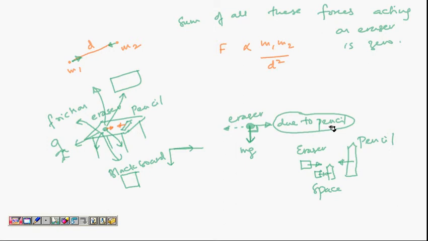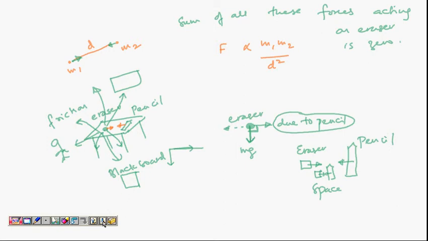Okay, but on earth there are many other objects which are attracting the pencil, which are attracting the eraser. So the total force on the eraser will be zero, the total force on the pencil will be zero. So this is a very important thing in Newton's law of gravitation, which we must understand. Any object having mass will attract any other object having mass. There is no restriction. It can be any object.